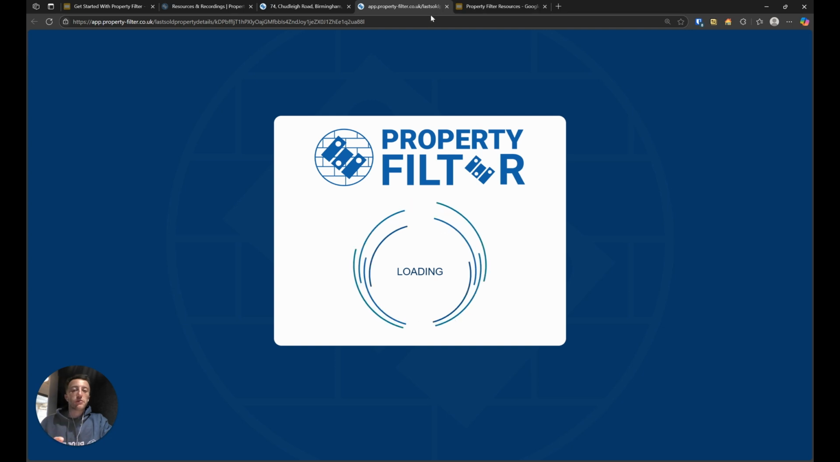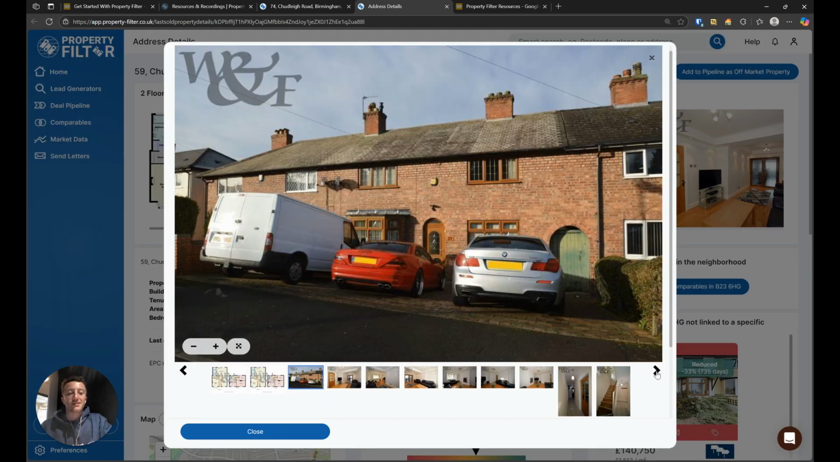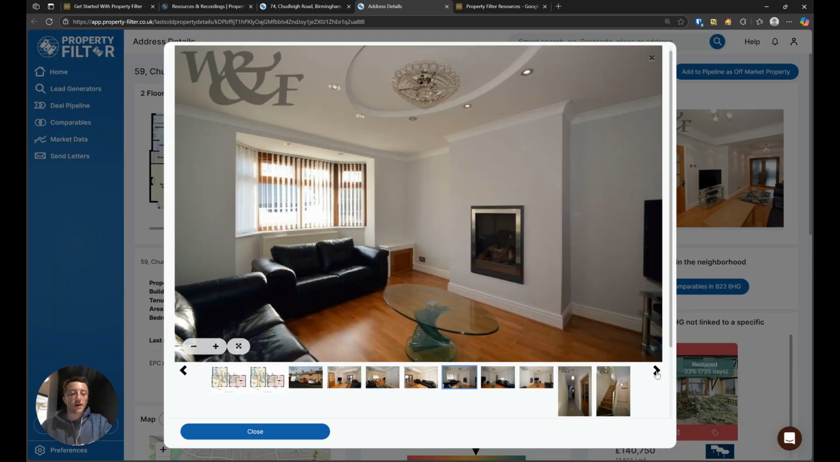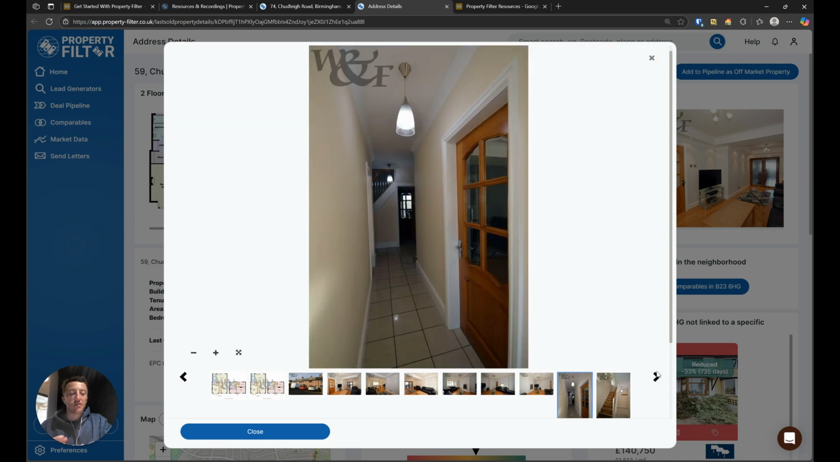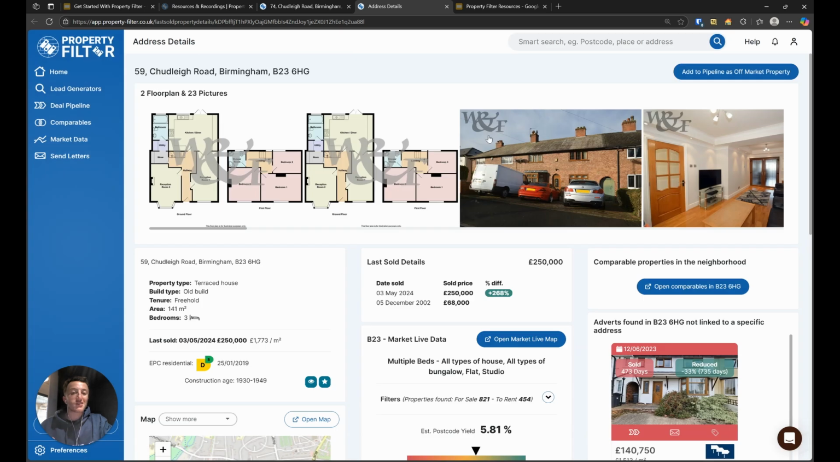So just make sure your pop-ups are not blocked. What we can see here is, of course, the date of the sale and the price it sold for. But most importantly, it's the condition that property was in when that sale completed. And that's going to be very important when you're stacking your deals, because you need to be able to understand what you can achieve in that area.